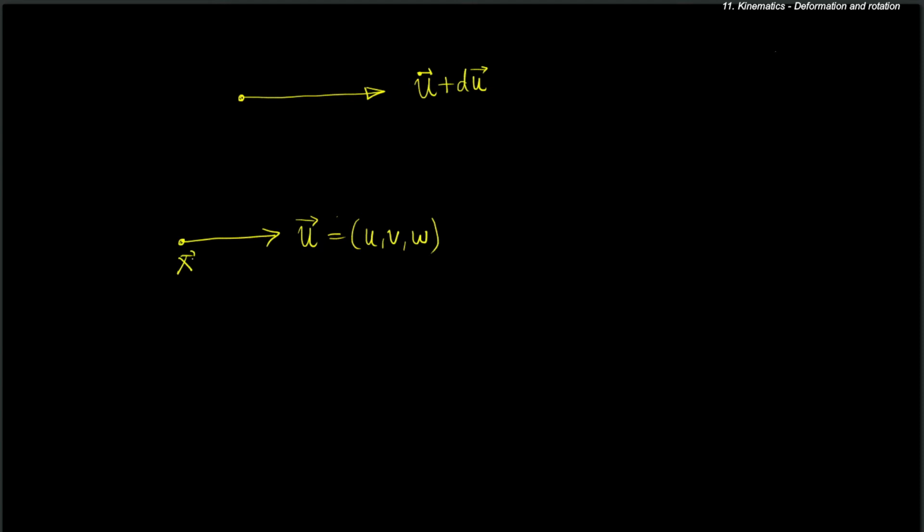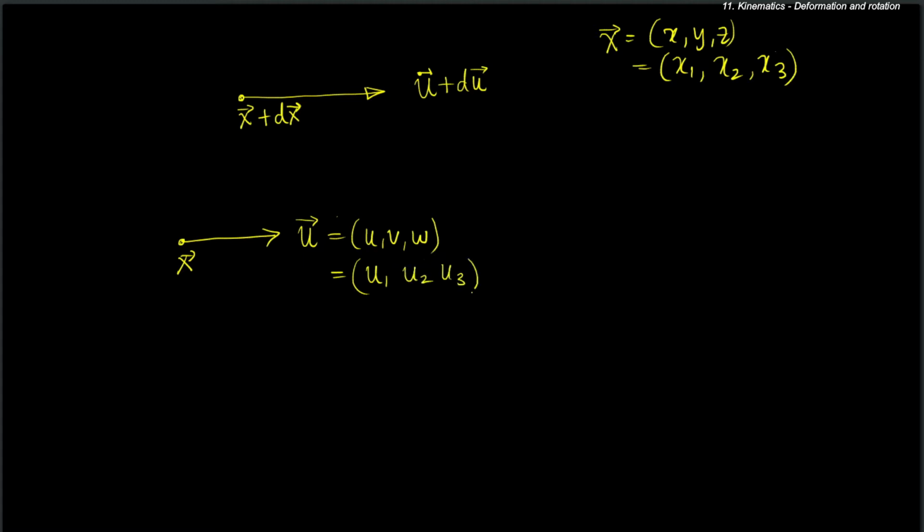So let this point be x and this point be x plus dx, where obviously x is x, y, z, or for convenience we'll call it x1, x2, x3. In fact, we've written the velocity vector as u v w, but we could have written it as u1, u2, u3, and this will help us to formulate everything in terms of the index notation.